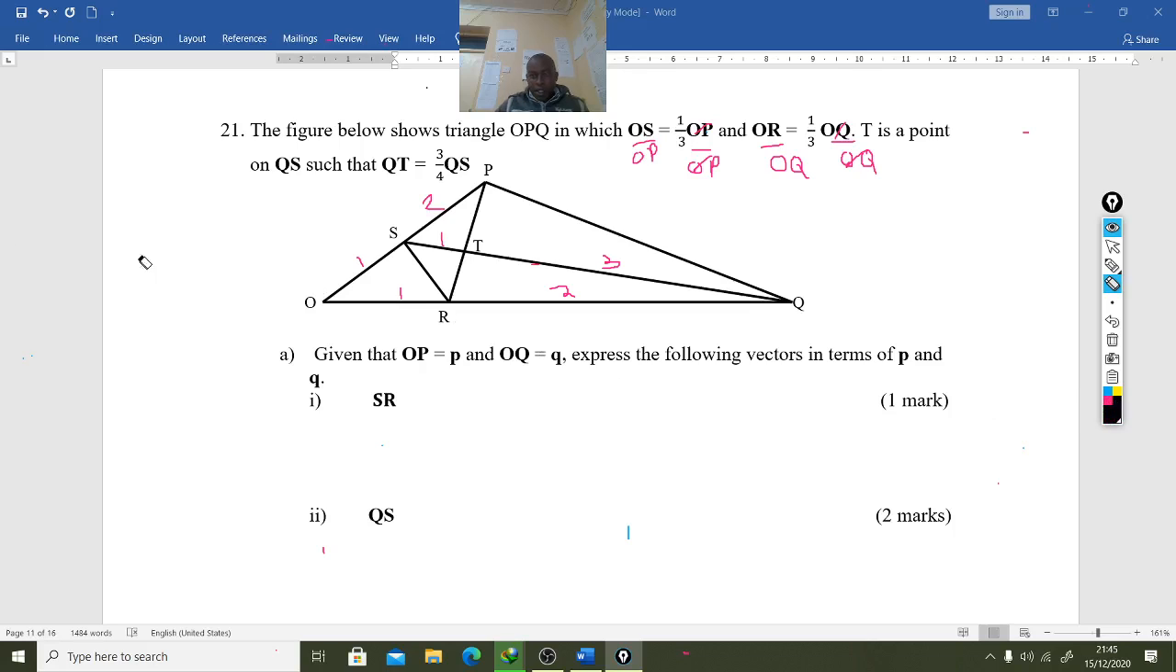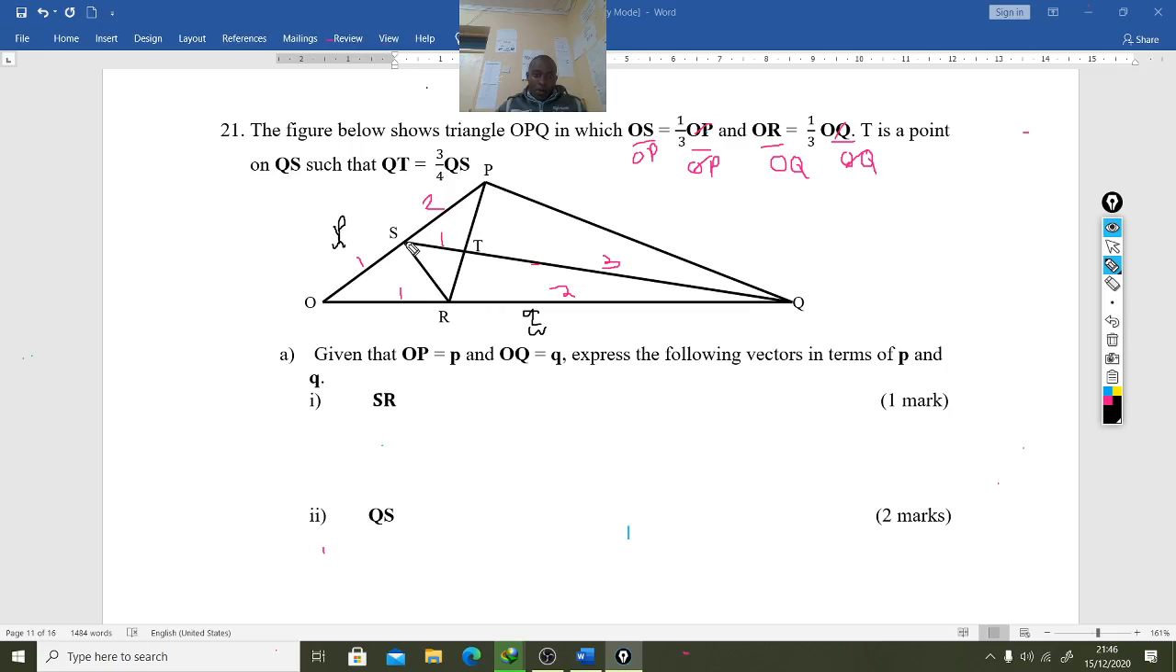So from there you can work out. Given that OP is p vector, from O to P is p vector, and I'm told that OQ is q vector, O to Q is q vector, express the following vectors in terms of p and q. So SR, I want to express S to R.